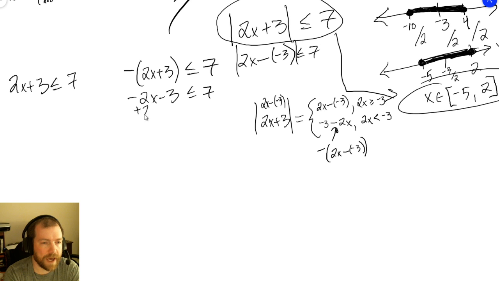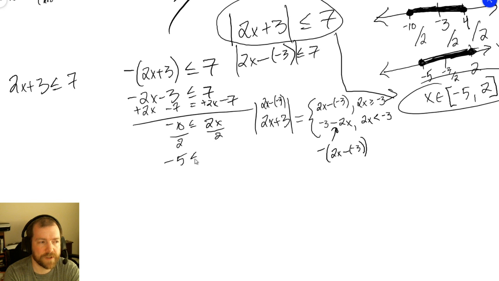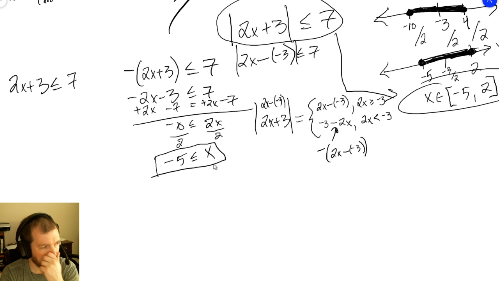So here I'm going to add 2x to both sides and subtract 7. This gets me negative 10 is less than or equal to 2x. Divide by 2: negative 5 is less than or equal to x. Now, if you want to know what that is the other way around, all you have to do is literally swap it in a mirror. So this is going to be x is greater than or equal to negative 5. All right, whichever one of those you want to use.